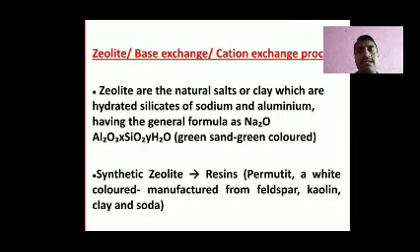This permutit is prepared by fusing soda, sodium carbonate Na2CO3, alumina Al2O3 and silica SiO2. Then they form Al2Si2O8 with sodium atoms, which is called permutit.